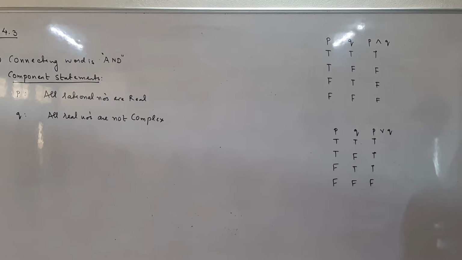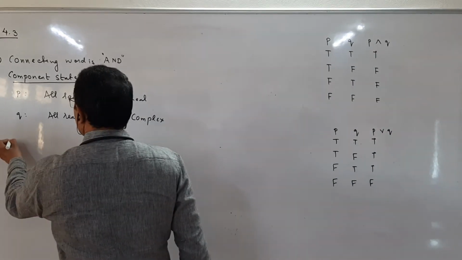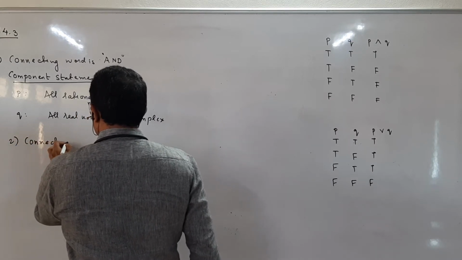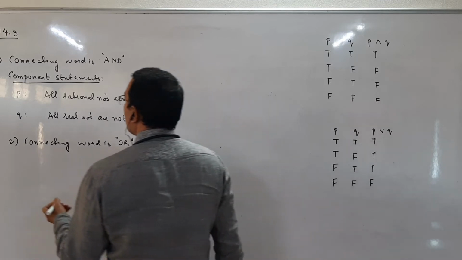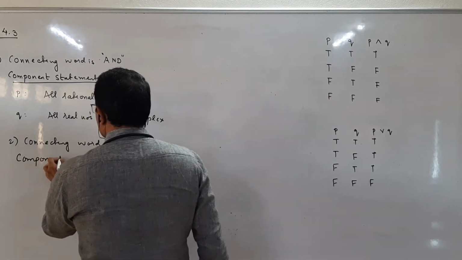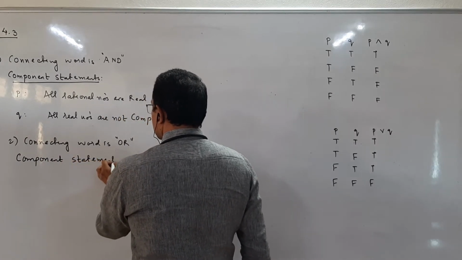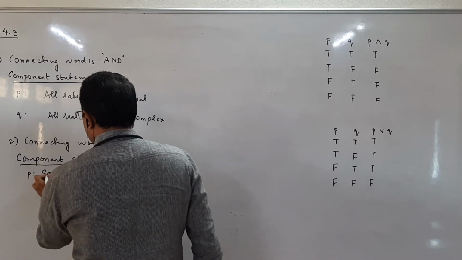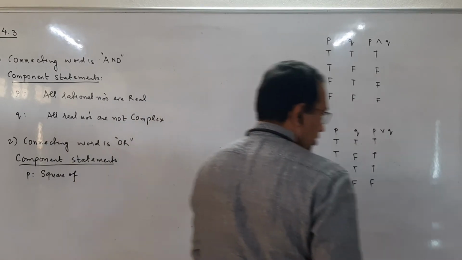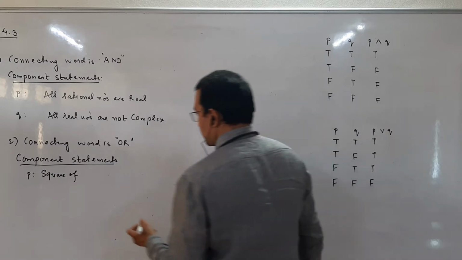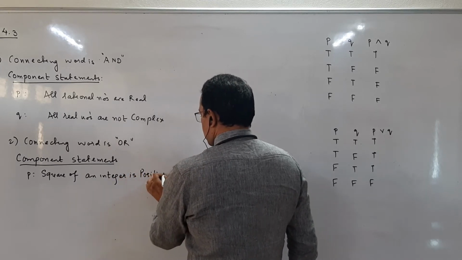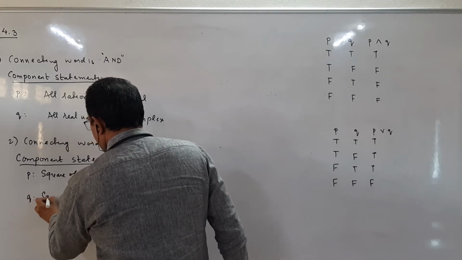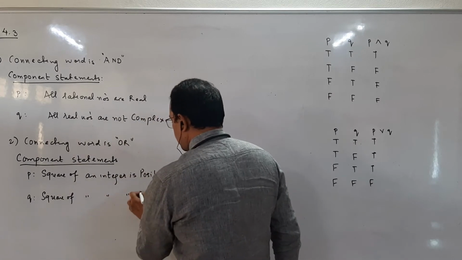Now, students, second: square of an integer is positive or negative. So first of all, I write: connecting word is OR. Then component statements. P: square of an integer is positive. Q: square of an integer is negative.